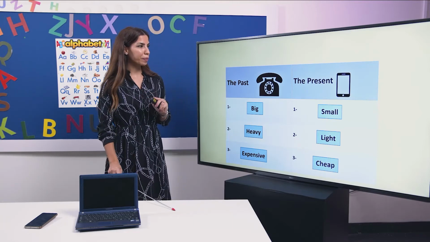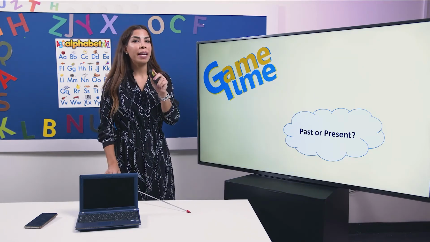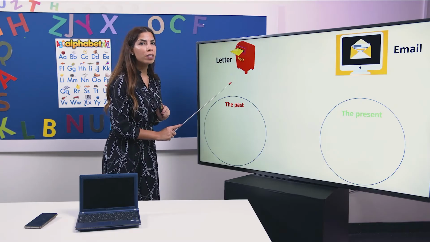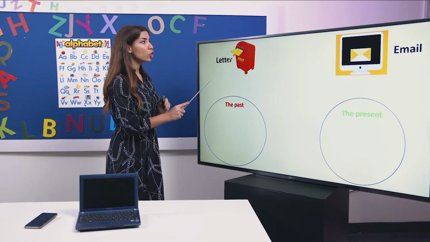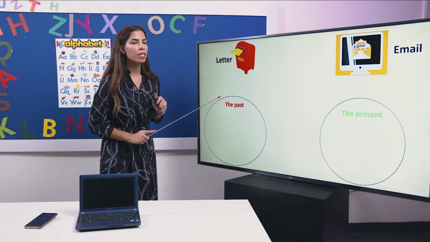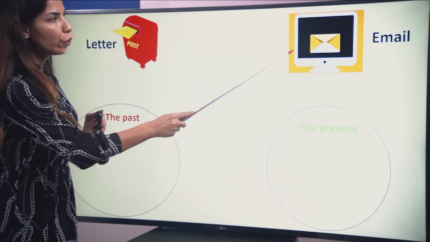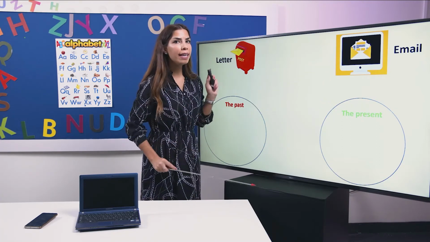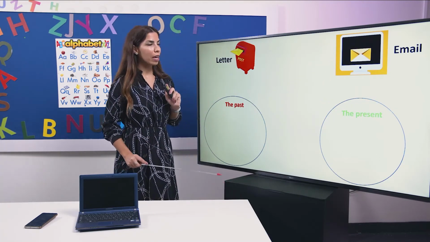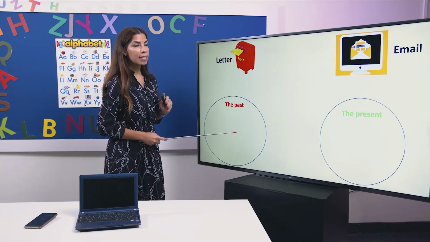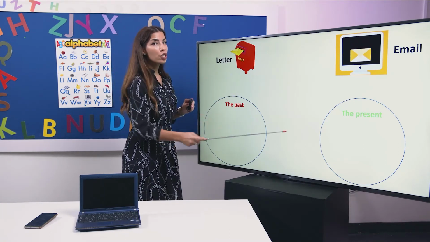Very good. Now, let us play a game. So, in here, we have a mailbox. In the mailbox, we send letters. And in here, we have a laptop. Through the laptop, we send emails. What do you think? Which one belongs to the past and which one belongs to the present?